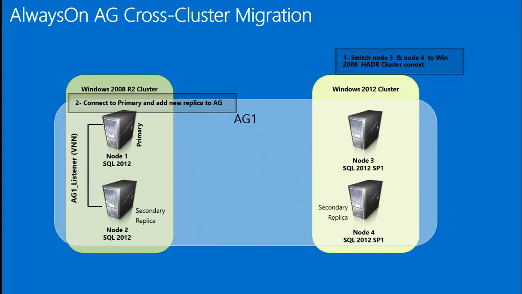So number 2 is that I'm connected to the primary and I add the 2 nodes as the 2 new replicas. When that's done, it's going to do the data synchronization. Number 3, I can go ahead and delete the listener.